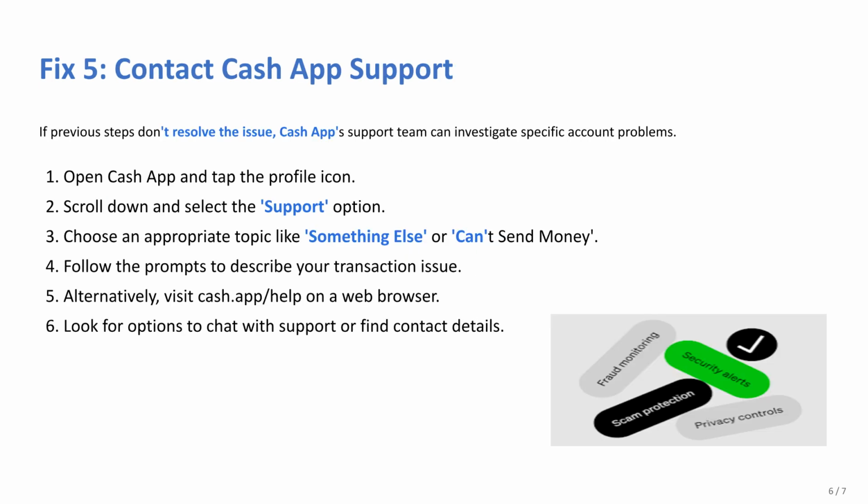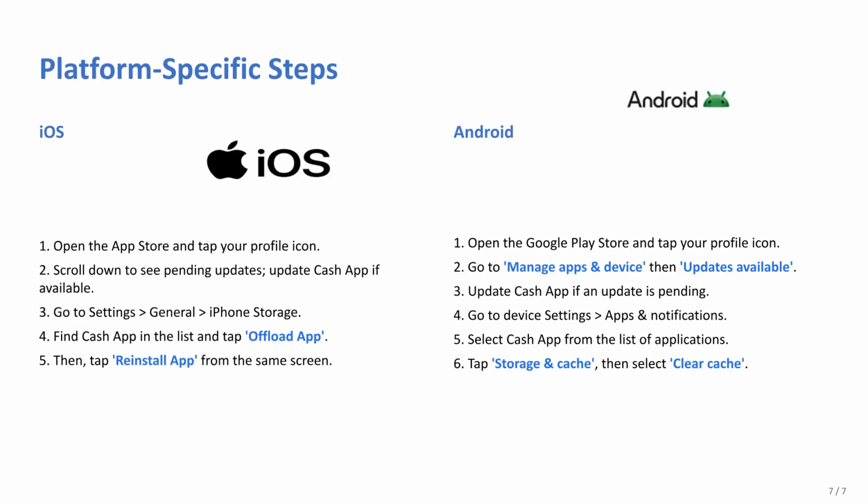If you still cannot send money, contact Cash App support. You can reach them through the profile icon in the app by selecting the support option or by visiting their official help website for further investigation.